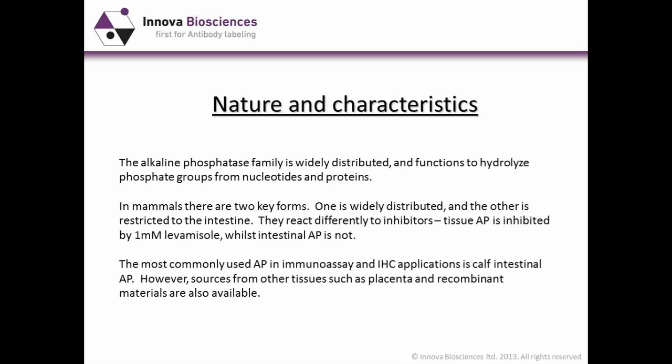The most commonly used form of AlkPhos in immunoassay is indeed calf intestinal alkaline phosphatase. However, you can have sources from other tissues. Another common one is placenta, and there are now also recombinant alkaline phosphatase enzymes available.